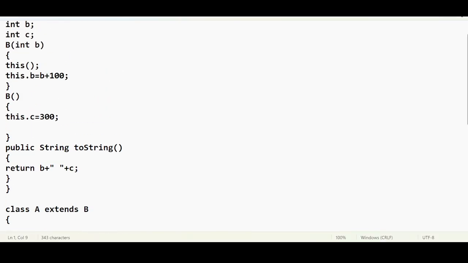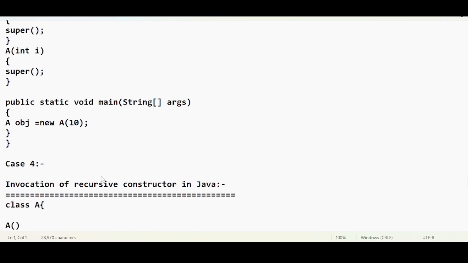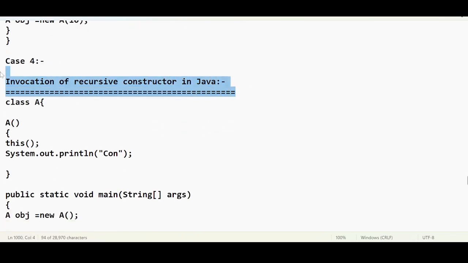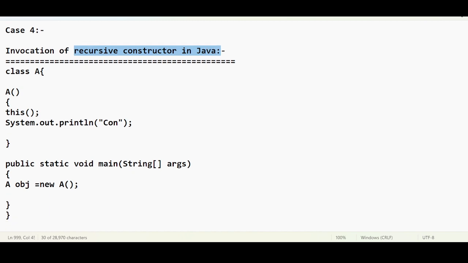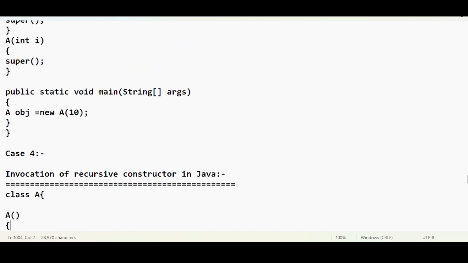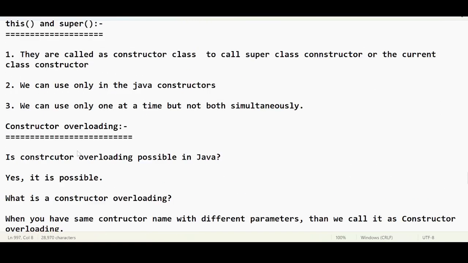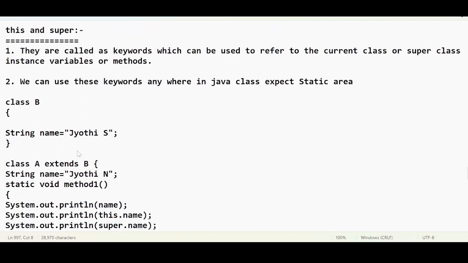So let me do a quick recap. Yesterday we were discussing some test cases. There was the invocation of a recursive constructor in Java. When you place a constructor call from your side, the constructor is going to get invoked repeatedly. This process is called invocation of recursive constructor in Java. You need to avoid this. This is case 4, and let us begin from case 1.